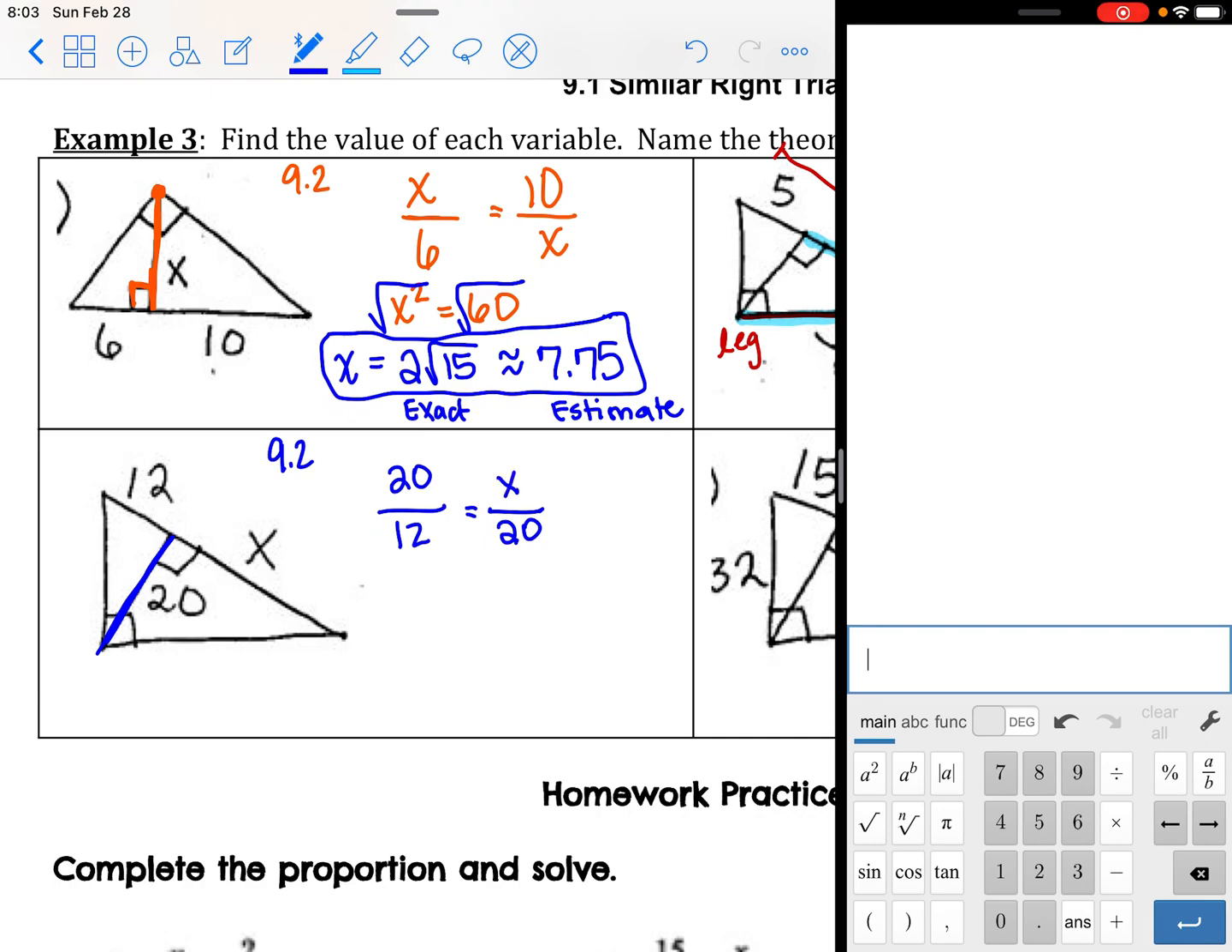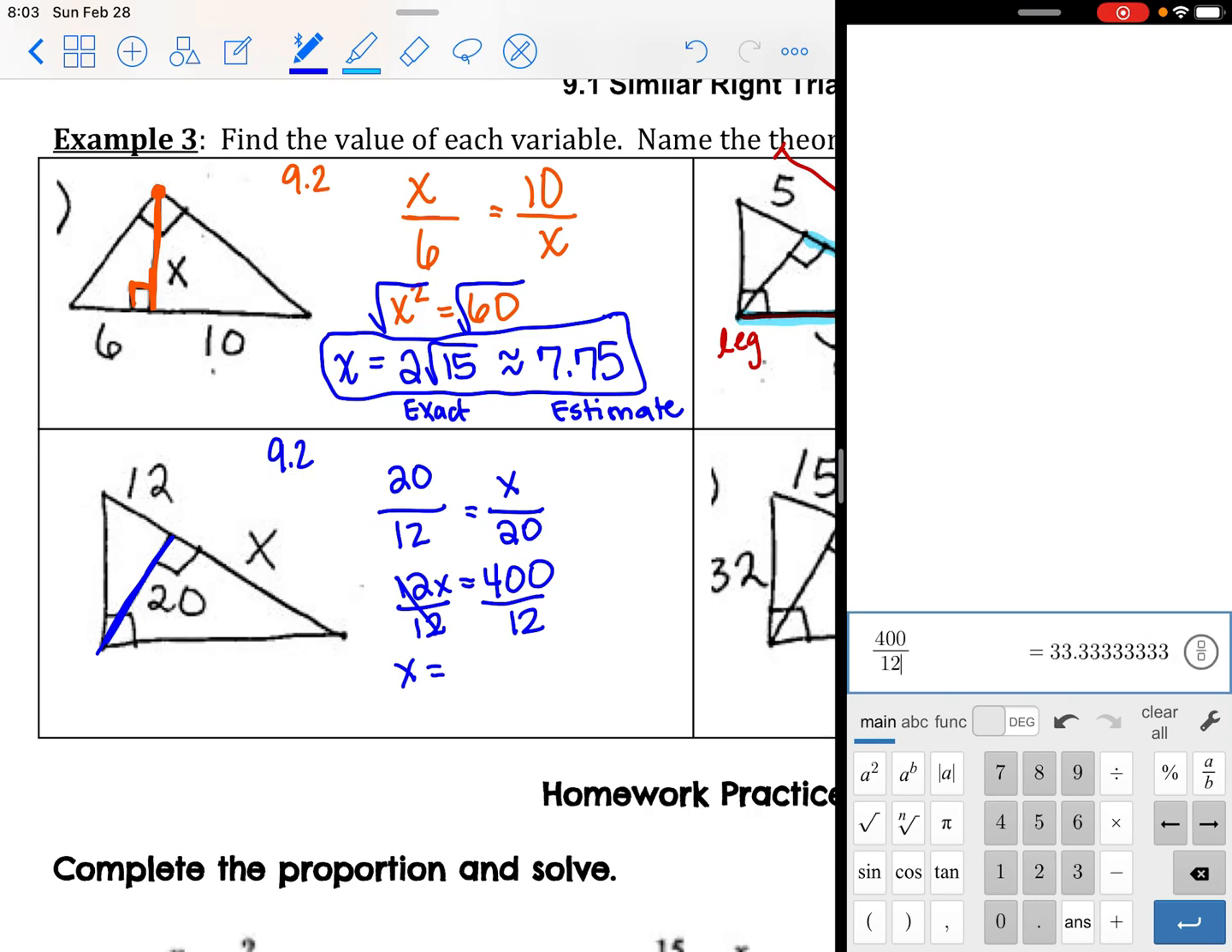So now with this setup, I'm not going to have an x squared in this one. I'm going to have 12x equals 20 times 20, which is 400. All right, so I'm going to divide that by 12. And x equals 400 divided by 12. This is not a good decimal, so unless it tells us to round, we don't want to use the decimal. So if it does say to round, we can round to the nearest hundredth, which would be 33.33.